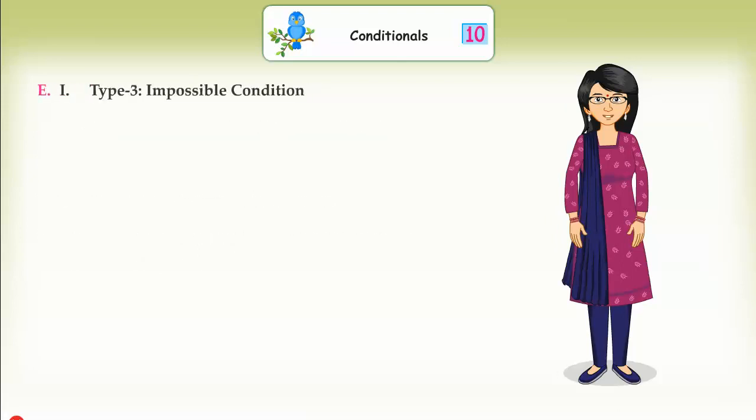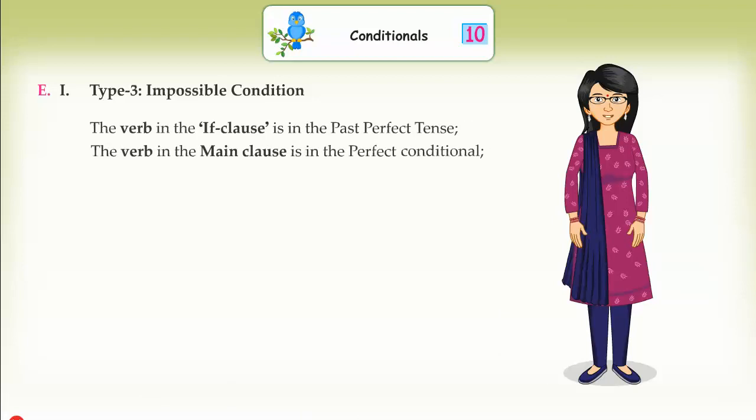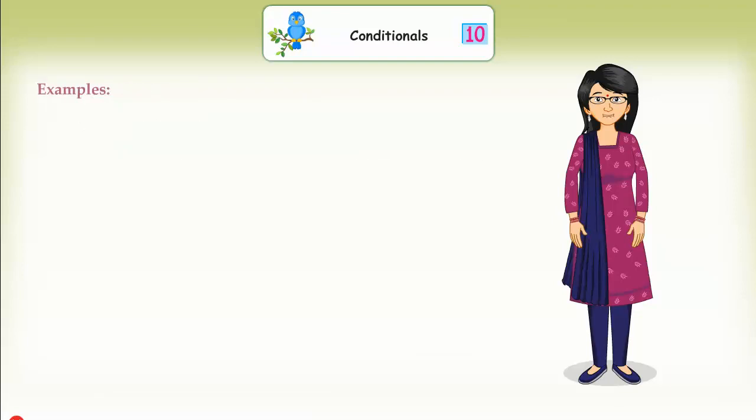E. 1. Type 3, impossible condition. The verb in the if clause is in the past perfect tense. The verb in the main clause is in the perfect conditional.